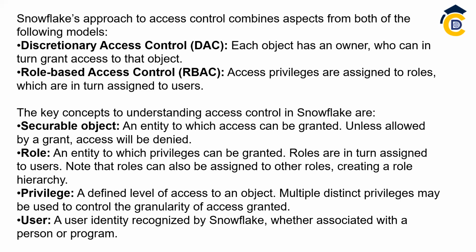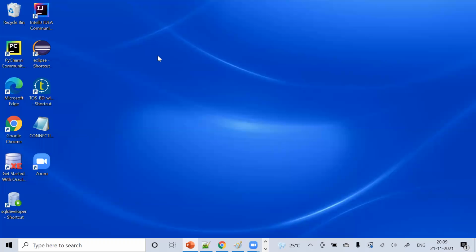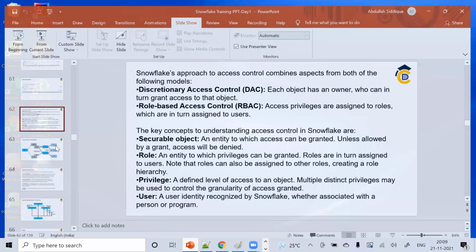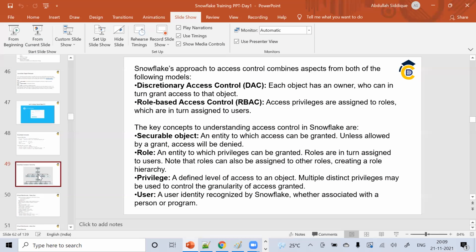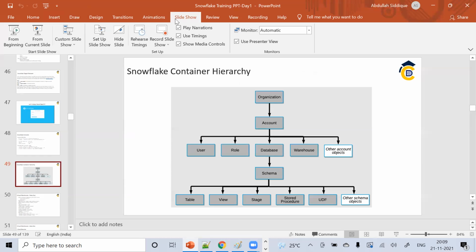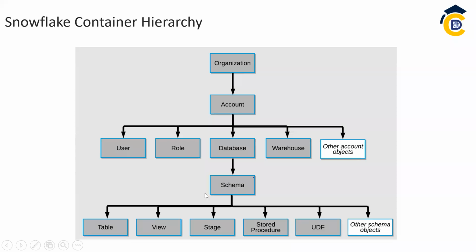That means any object that you create in Snowflake, by any object I mean these objects, whether it's a user, a role, a database, a warehouse, schemas, objects under the schemas, whatever it is, whoever creates it, that particular entity will become the owner of that object. So if somebody creates a user, that entity will become the owner of that particular object. That is called DAC.